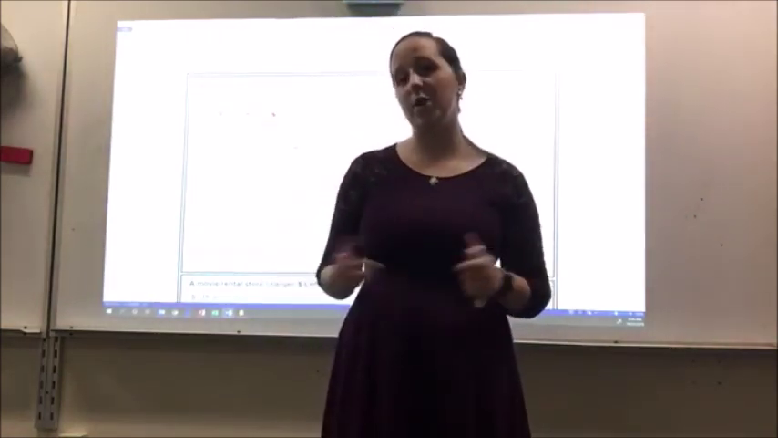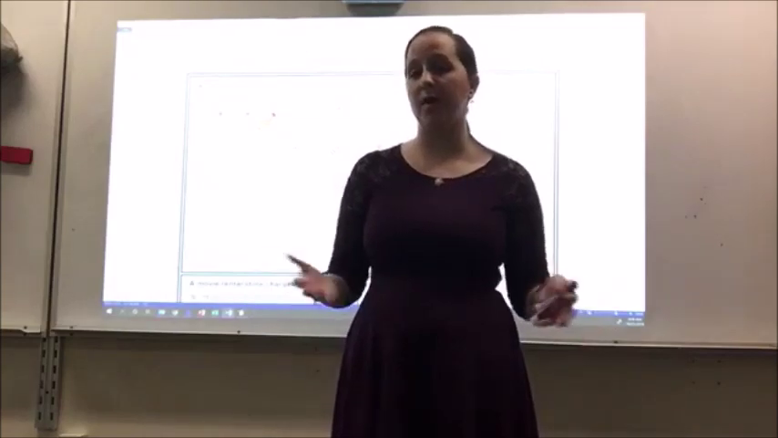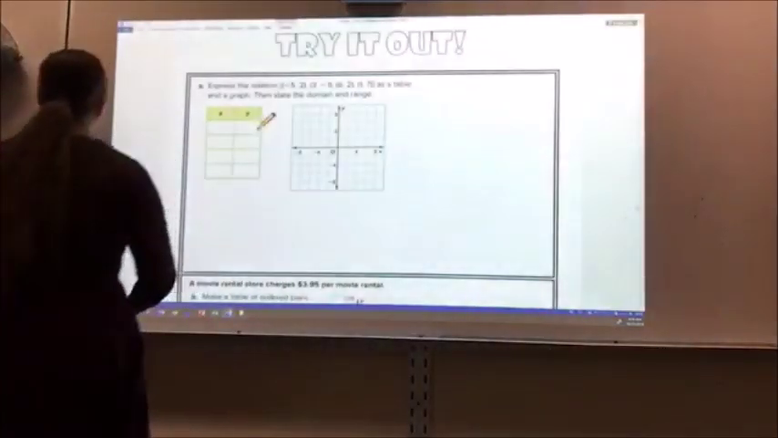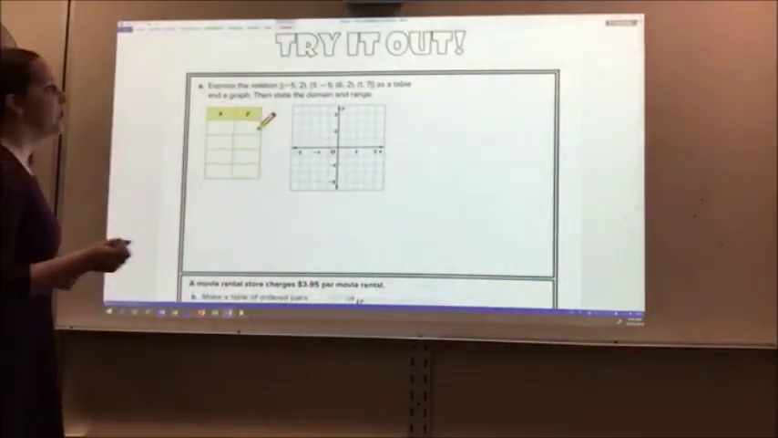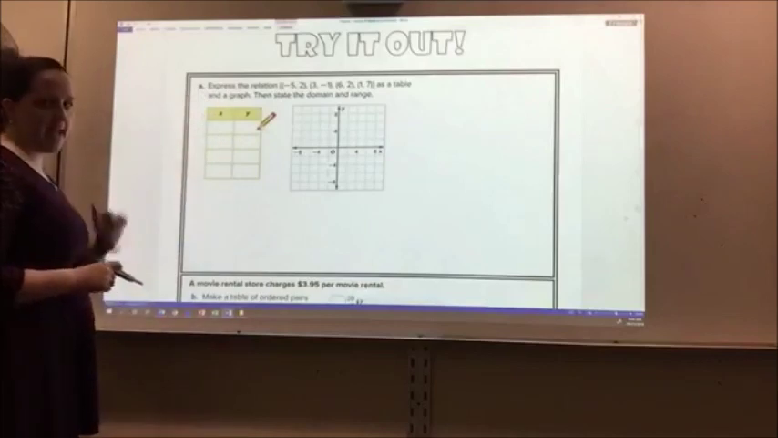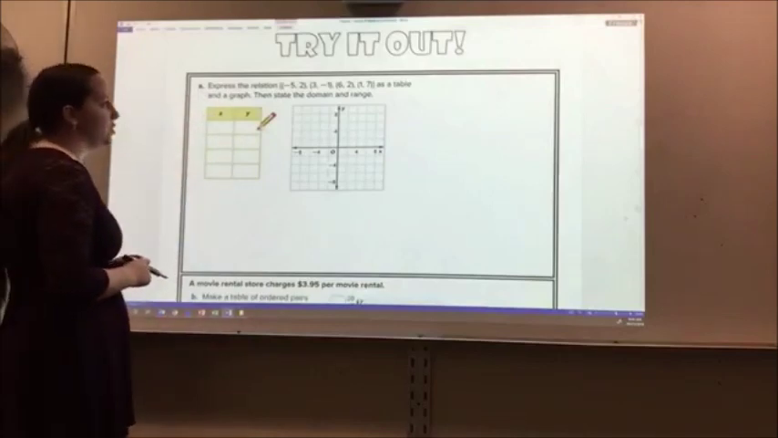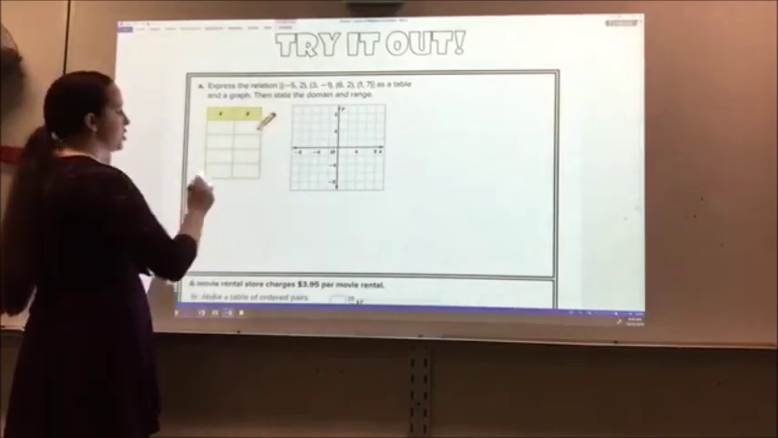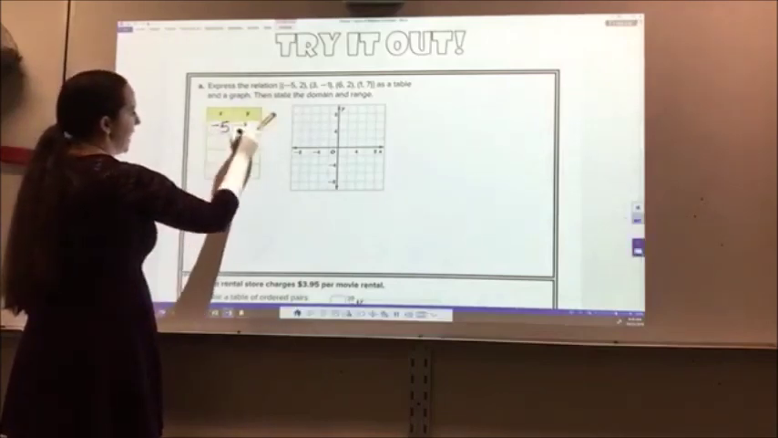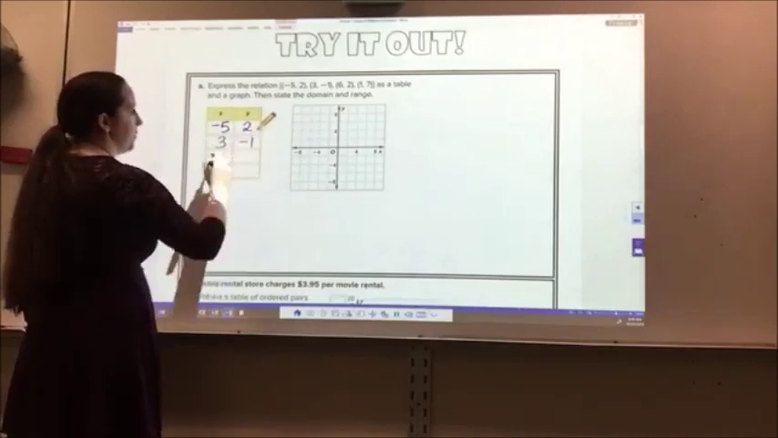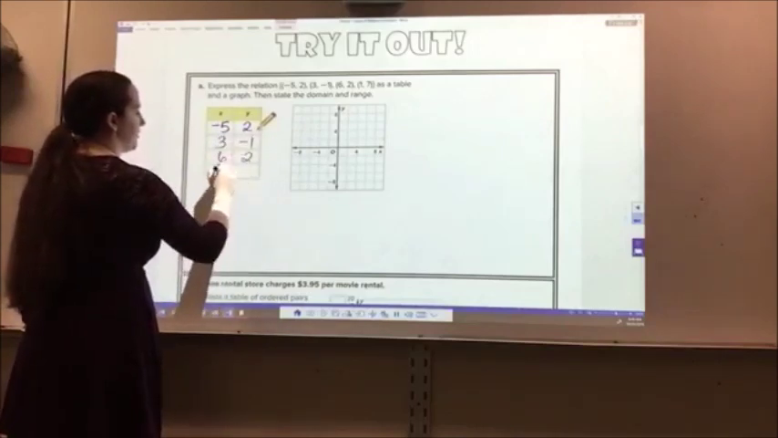Okay? Doesn't matter which one you start with out of any of those 4. I'm going to go ahead and start with the table. So, I'm going to go ahead and fill in my table. All my x values will be in the x column, and all my y values will be in the y column. My first coordinate, -5, 2. -5 goes in x, 2 goes in y. Then I continue with the rest of my coordinates.